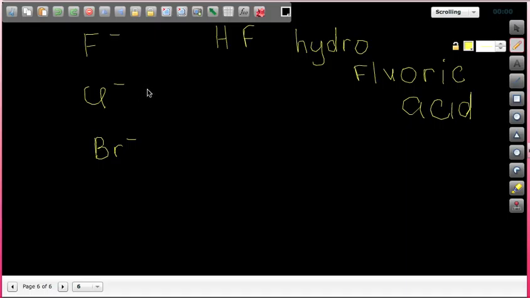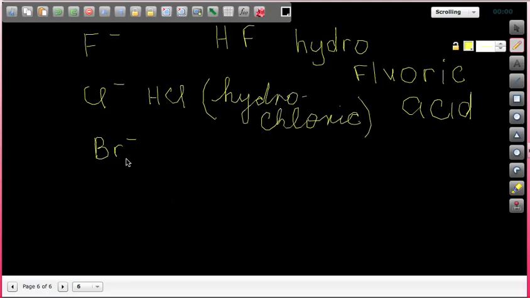Similarly, this would make HCl, and that would be hydrochloric acid. Here, again, you will take the entire charge out, and you get HBr, and that would be hydrobromic acid.